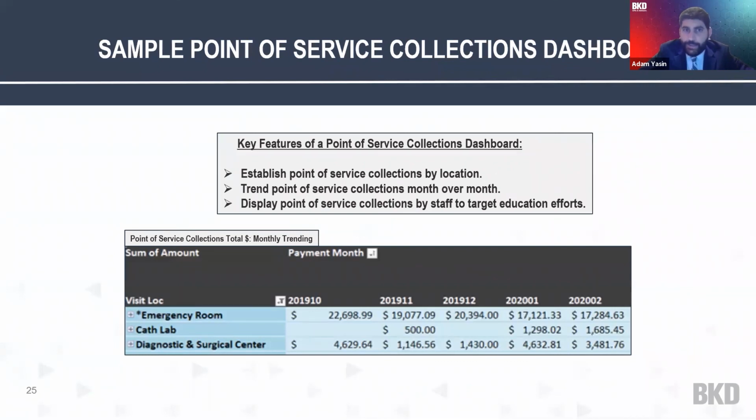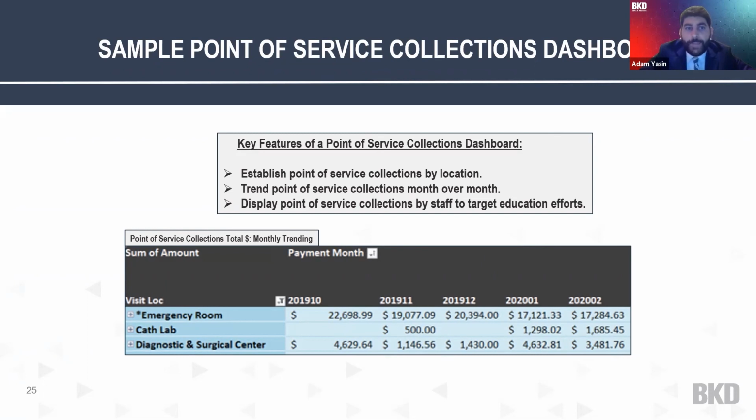This last dashboard we're going to take a look at shows the key features of a point of service collections dashboard. I really reduced this down to a very small subsection. Usually these are much larger, and in the far left-hand column you'd see every visit location in your hospital. But I wanted to take a subset, and point 1 here is just to establish them by location. I mentioned earlier, in order to drive performance, in order to praise performance, you've got to know where these collections are being attributed. So having line of sight through a point of service collections dashboard, such as this one, can let you know how the emergency room is doing in October of 2019 and November of 2019, and so on and so forth.